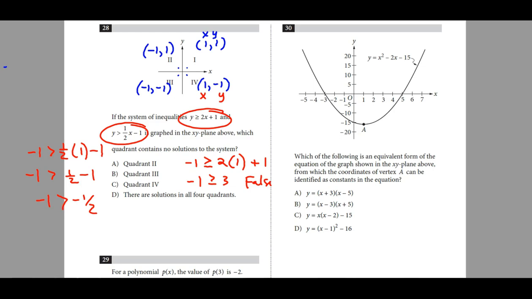Negative 1 is not bigger than negative 1/2. So this is a false. And we were looking for no solution to both lines. So this is the only point that doesn't work for either of them. All of these other points, if you would have tested them, they would have made one of those two lines true.